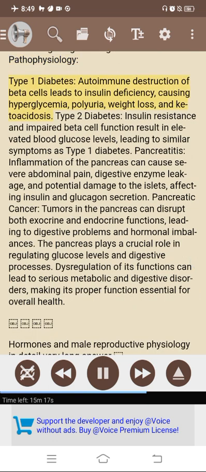Type 1 diabetes. Autoimmune destruction of beta cells leads to insulin deficiency, causing hyperglycemia, polyuria, weight loss, and ketoacidosis. Type 2 diabetes. Insulin resistance and impaired beta cell function result in elevated blood glucose levels, leading to similar symptoms as type 1 diabetes. Pancreatitis.